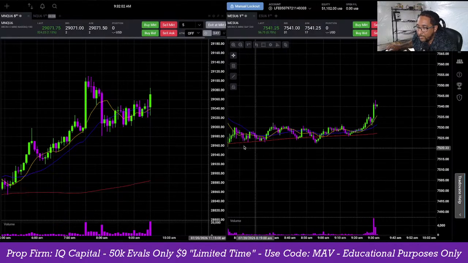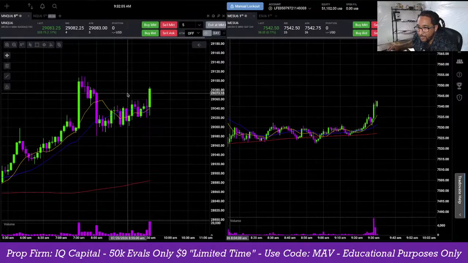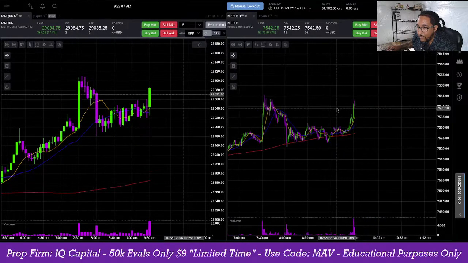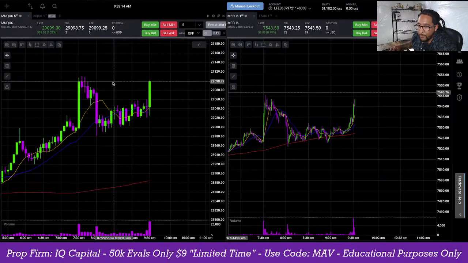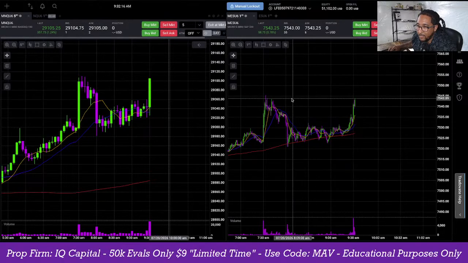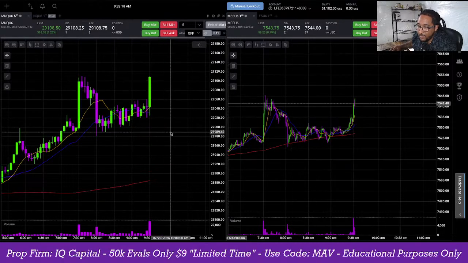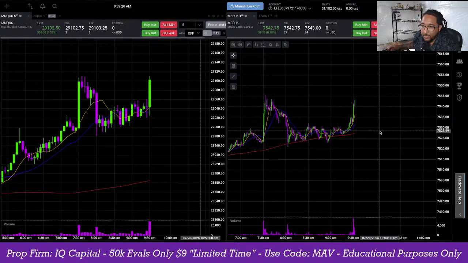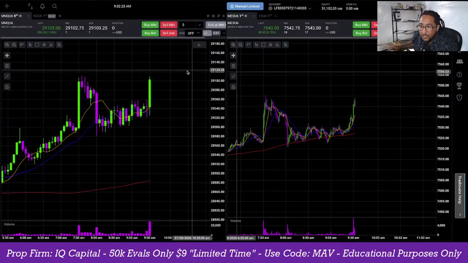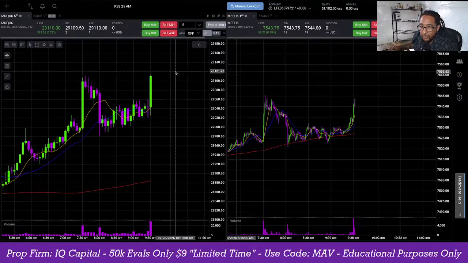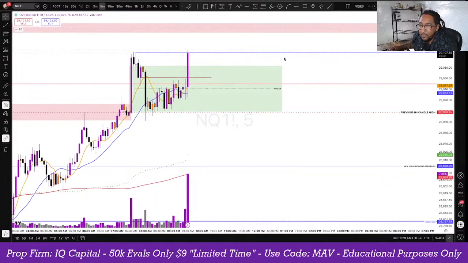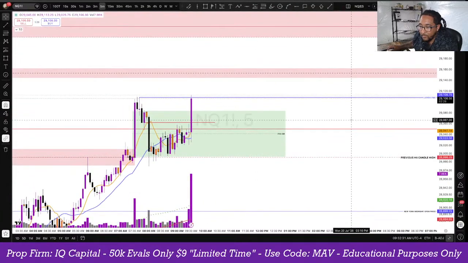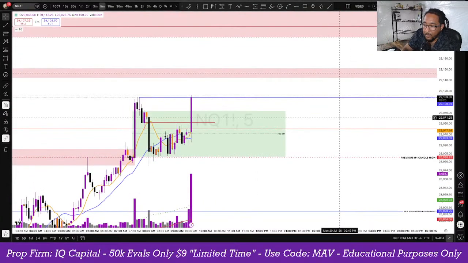I look for SMTs on these accounts, meaning one may sweep the high, one may not sweep the high, and that would be considered a bearish SMT. So if NQ sweeps this high and say ES doesn't, and then we continue down, that's considered a bearish SMT, which is just an indication that prices will continue lower. So now that we're there, what I'll do here is we'll go over to our TradingView chart, which is where I do most of my markup at.